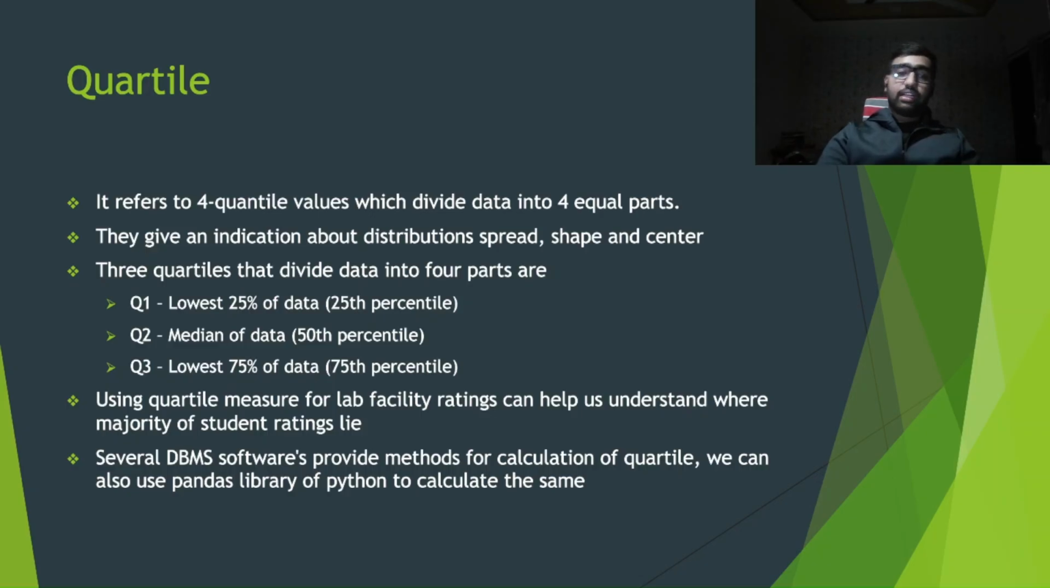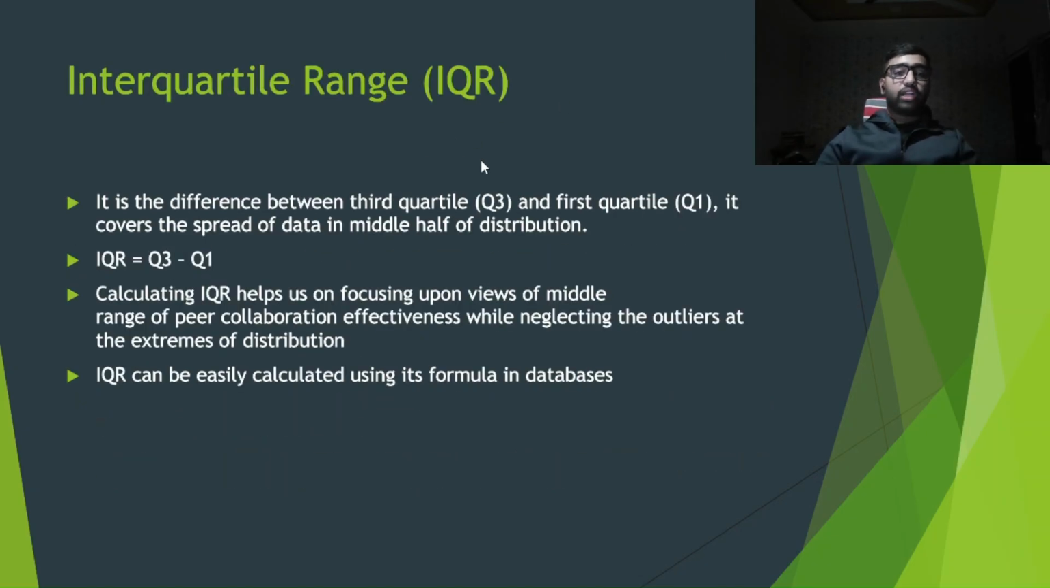So interquartile range basically tells us about how our data is spread in the middle half of the distribution. Its formula here is Q3 minus Q1. Calculating interquartile range helps us focus upon views of the middle range of peer collaboration effectiveness while neglecting the outliers at the extremes of the distribution.